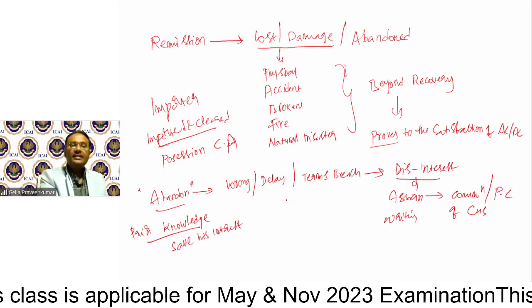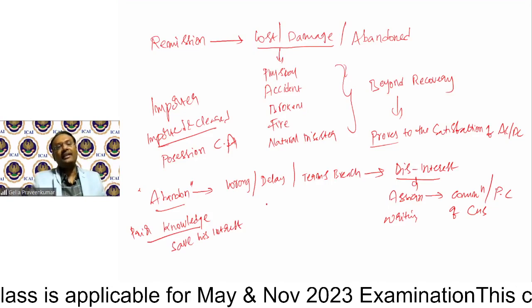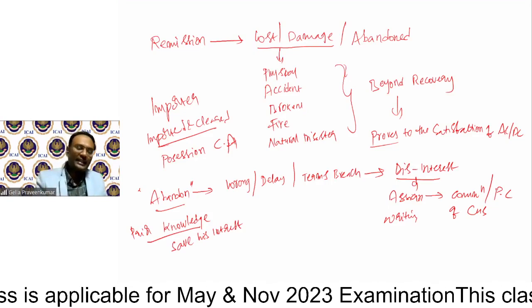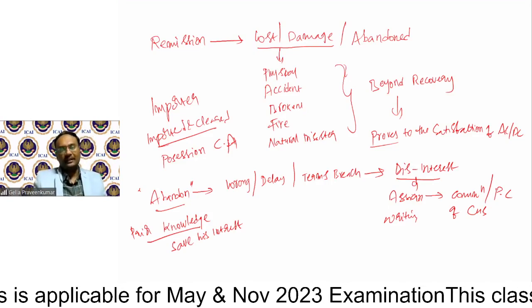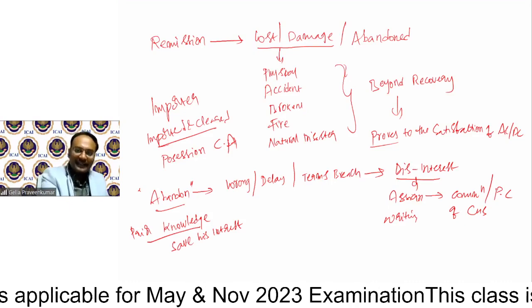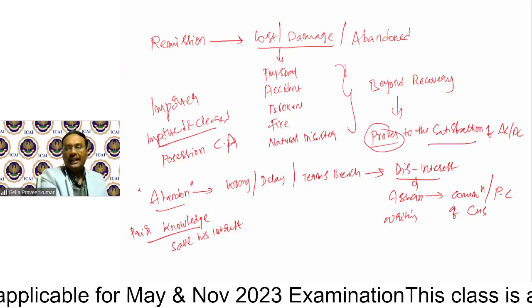Then the law says that Section 23 says that the importer will not have a right to abandon his goods. Rather, he has to pay the customs duty and take the goods into the domestic tariff area. These are the provisions connected with Section 23. In the entire discussion, the important point is proving to the satisfaction of the AC or DC.